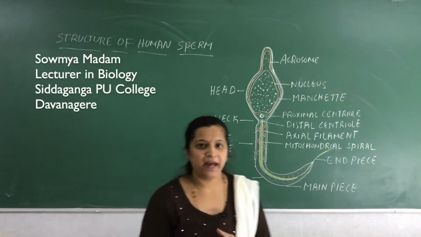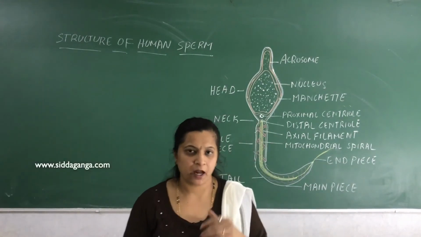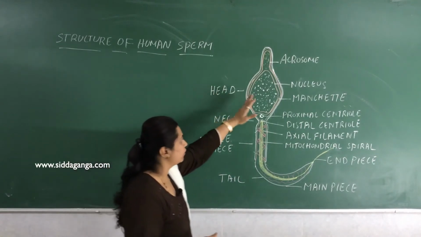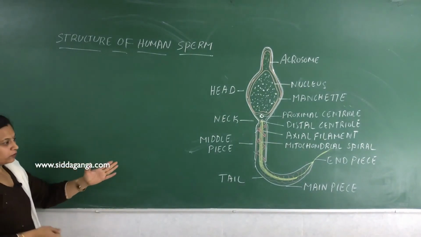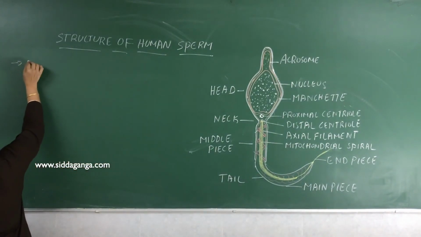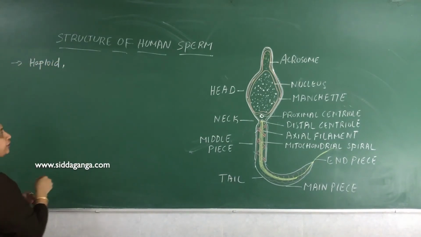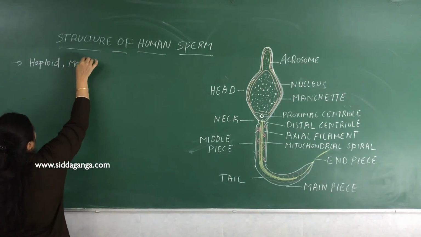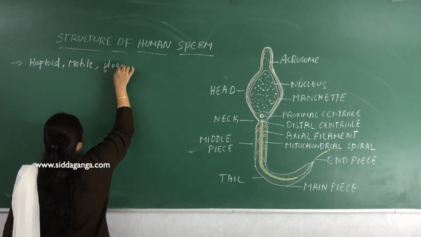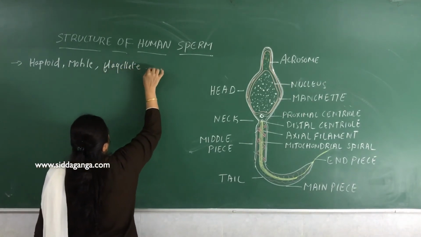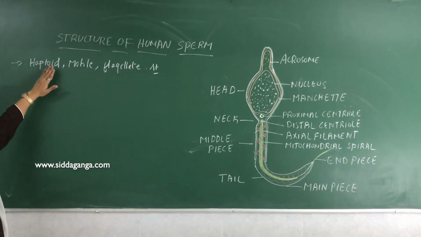Hi everyone, welcome back. In the last video we discussed the spermatogenesis process. So in this session I am going to discuss a detailed structure of the human sperm. You already know about the human sperm. It is a haploid, motile, flagellate structure.